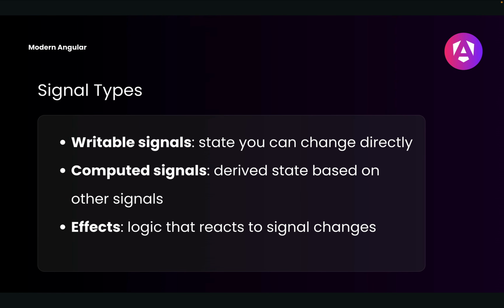Before writing any code, let's briefly talk about the different types of signals. Angular provides writable signals, which is just a value or state that you can change directly. Computed signals, which is a state that is based on other signals. Think about it as a computed value. And effects, which is just logic that reacts to signal changes. In this video, we're going to focus on writable signals. Computed signals and effects will come later once the basics feel more natural.